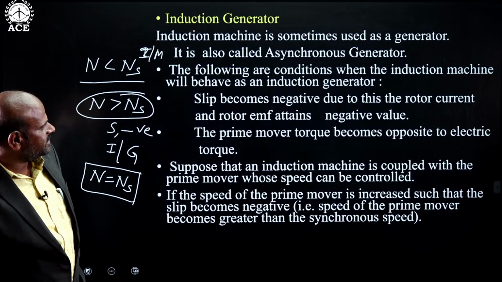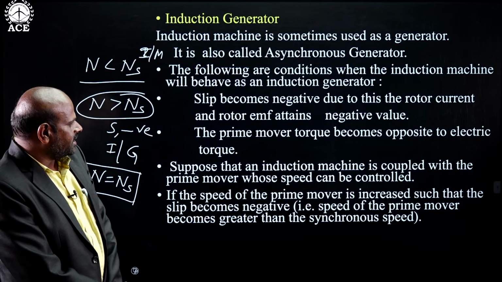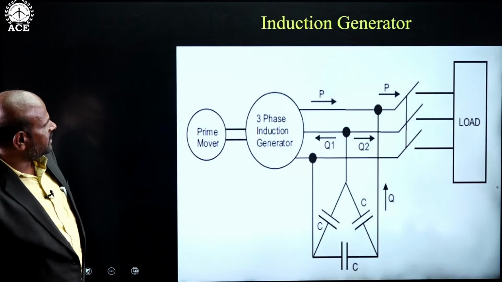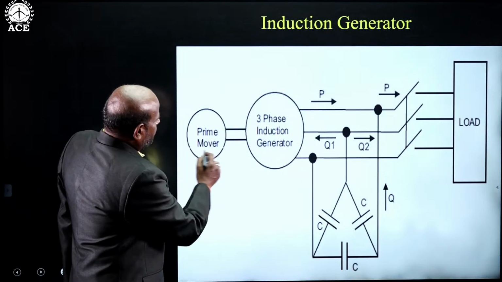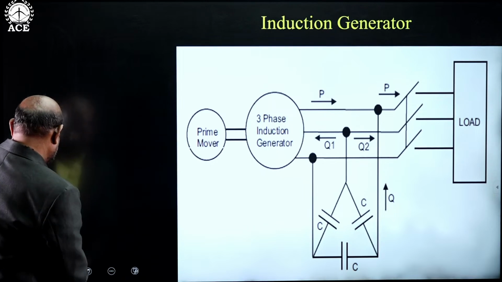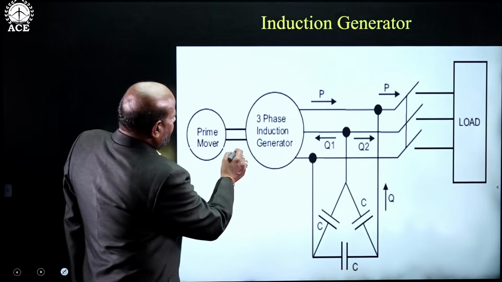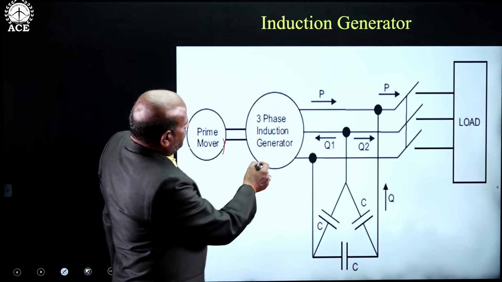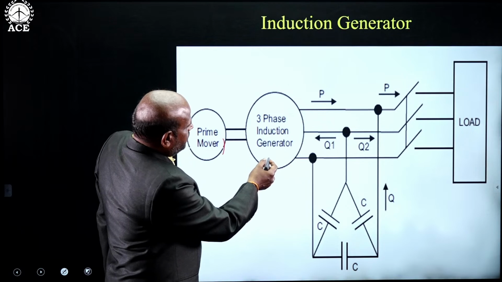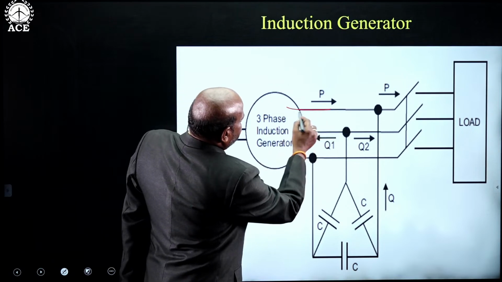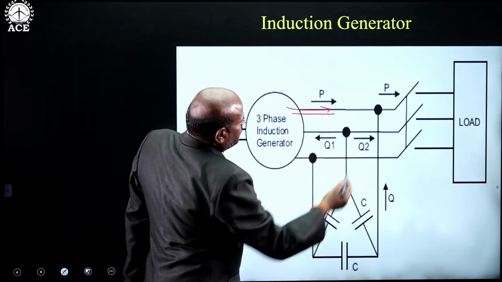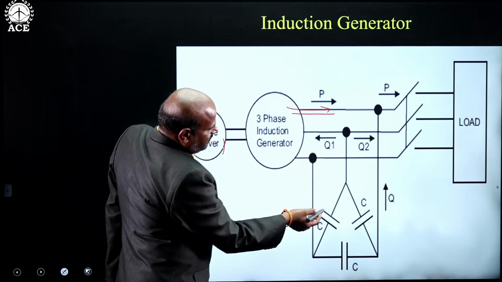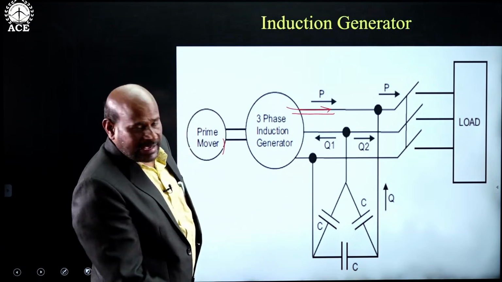The advantage with the induction generator is that it can supply the leading power factor. So this is the circuit diagram. This is the prime mover coupled with the induction generator. If you are rotating the prime mover, the rotor of the generator will rotate and EMF will be induced in the stator windings, then electrical power goes out. So it will supply the leading power factor and draws the lagging power factor.